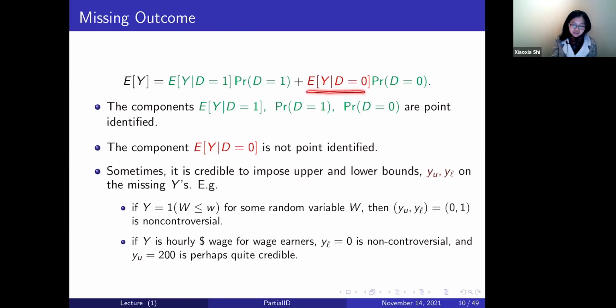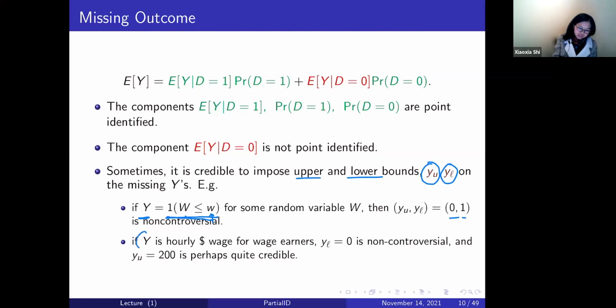As I said, if you don't make any assumption, this could be positive infinity or negative infinity, then this positive infinity will be passed on to the left-hand side and make EY positive infinity, and so can negative infinity make EY negative infinity. So no assumption is not useful. So we want to make some credible assumptions. Sometimes it is credible to impose upper and lower bounds on the missing Ys. These little y_u and little y_l are theoretical bounds for Y. For example, if Y is the indicator of the CDF, so the expected value of Y is the CDF of W at some given point, then clearly there are theoretical bounds for Y. So 0 and 1 are very credible lower and upper bounds.